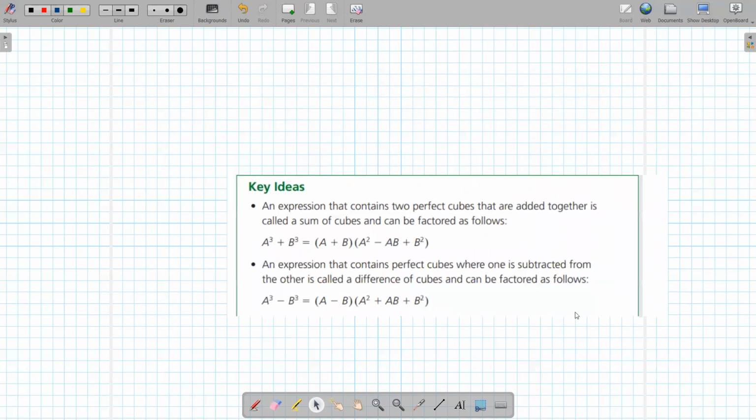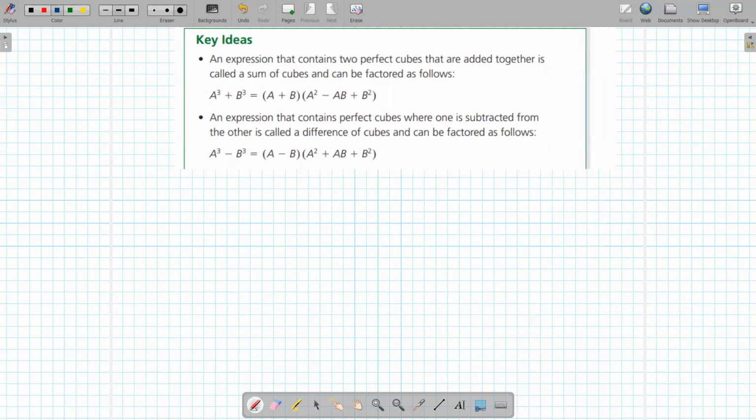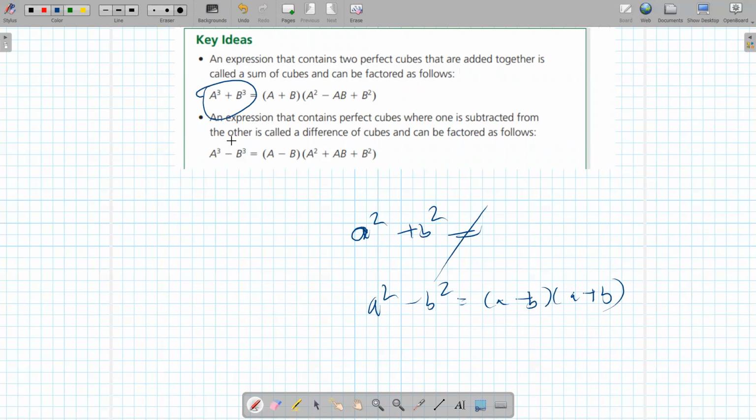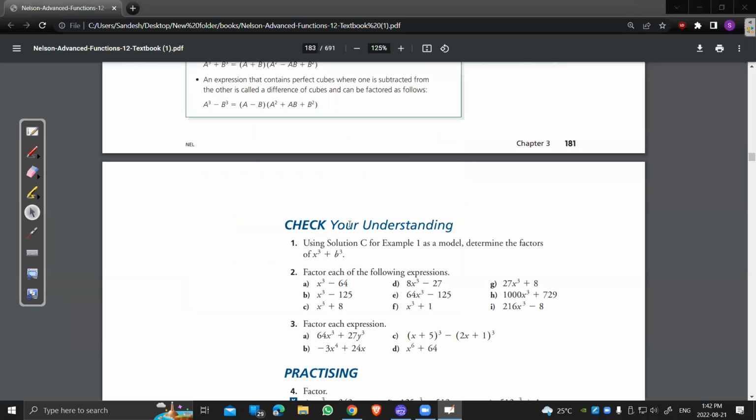So if it's add and subtract, oh, there is no sum of squares. There's no formula for a squared plus b squared. With squares, there's only a difference of squares, a minus b, a plus b. But when it comes to cubes, there is both sum of cubes and difference of cubes. Let's look at a quick example here. Just going to show you a couple of these. It's easier than you think.